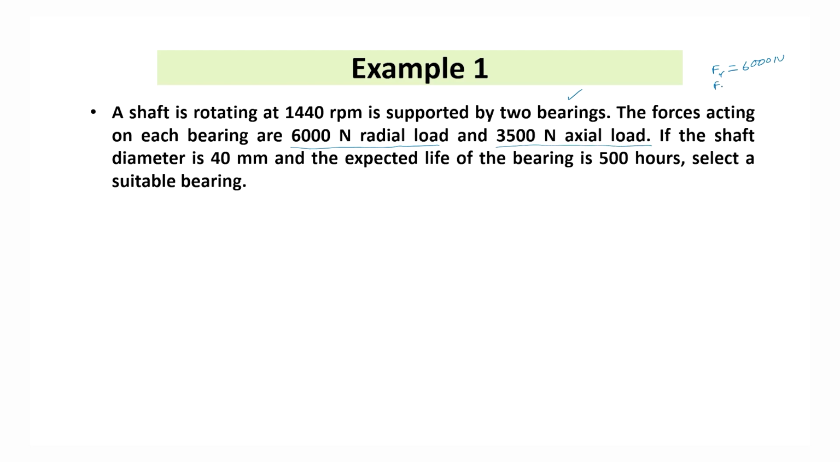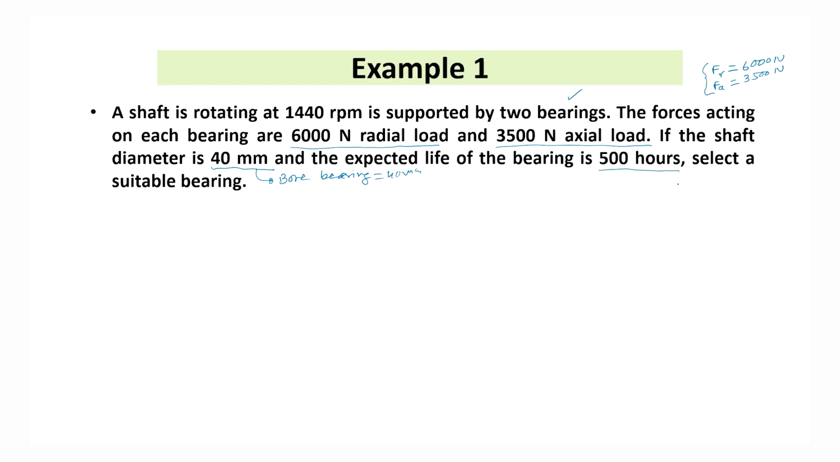So, the axial force acting is 3500 Newton, not on the shaft, but on each of the bearings which is supporting the shaft. If the shaft diameter is 40 mm, it means it is giving the bore of the bearing. Shaft diameter is 40, so the bore of our bearing should be 40 mm. The expected life of the bearing is 500 hours.